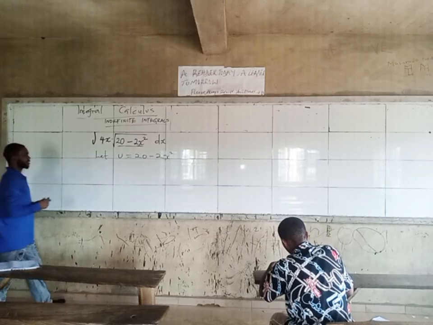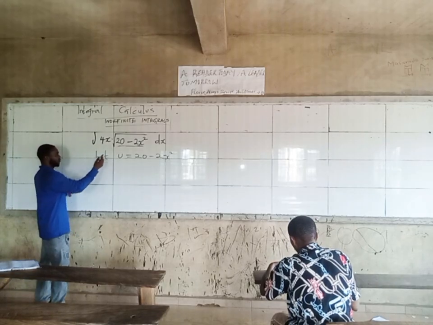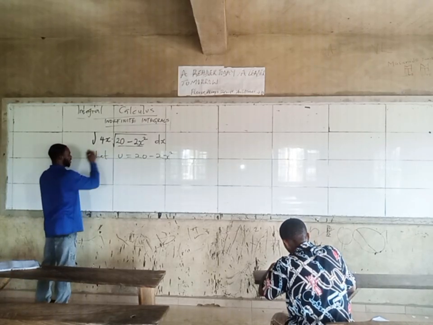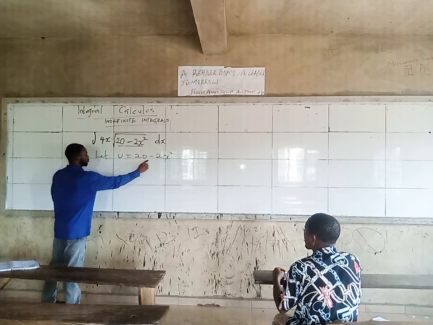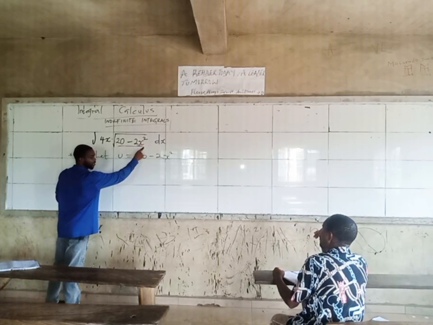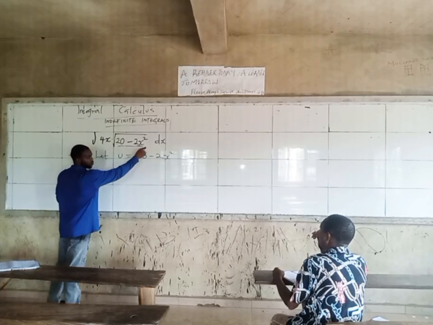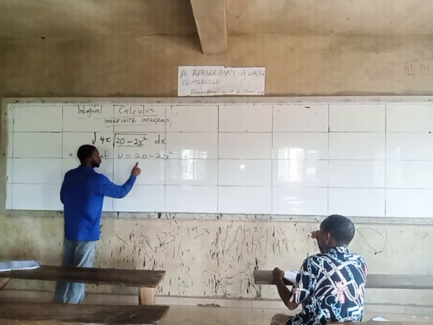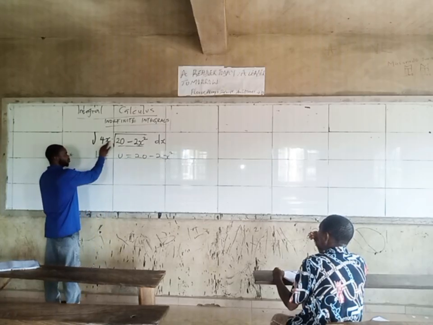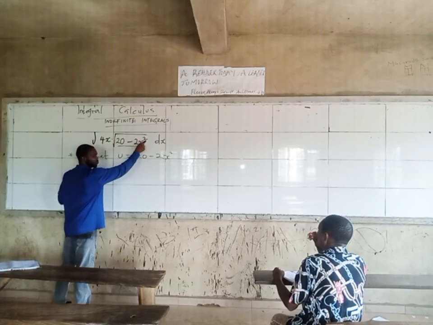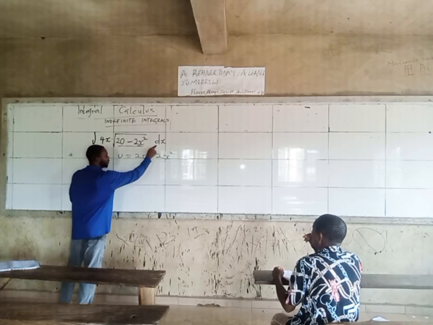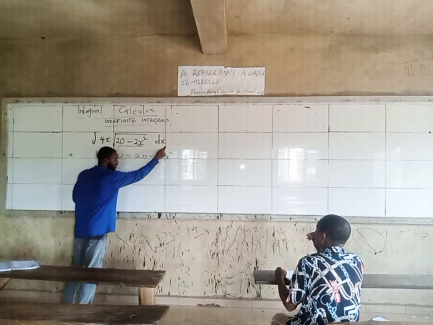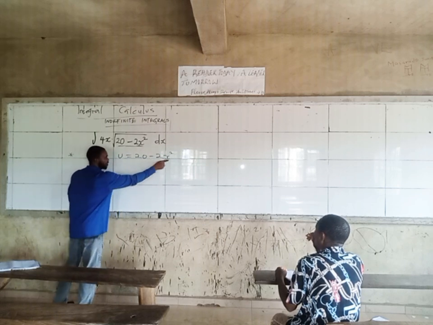So this is step 1: the one with the highest variable becomes your u. Because this is 20 minus 2x squared, the part with the highest variable becomes your u. The next thing after I do this is to find a way to replace this x that is here with the differentiation of this thing.